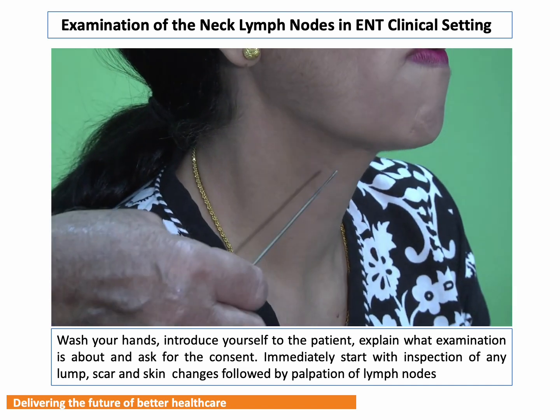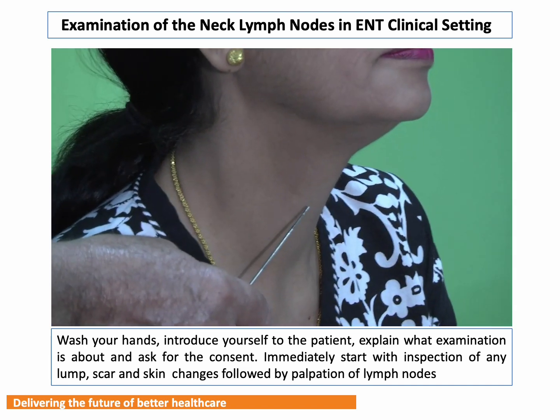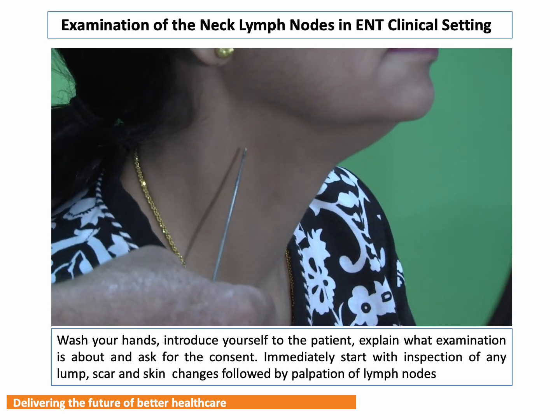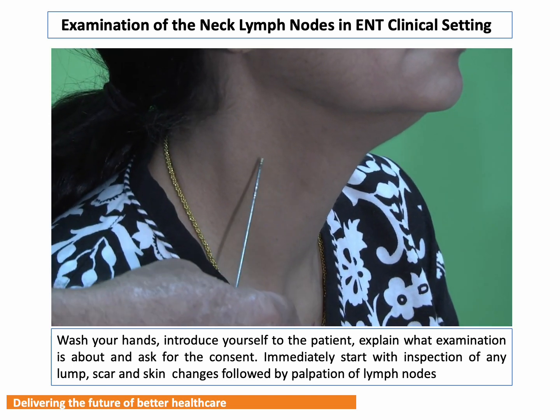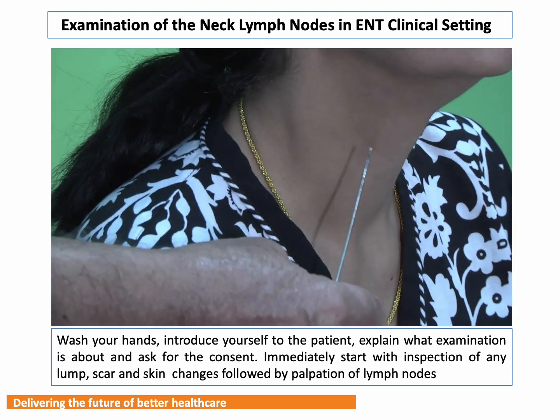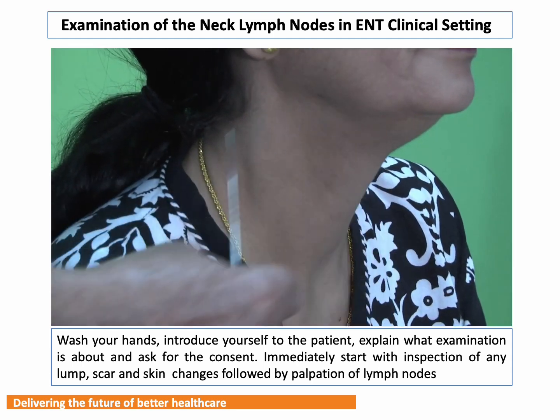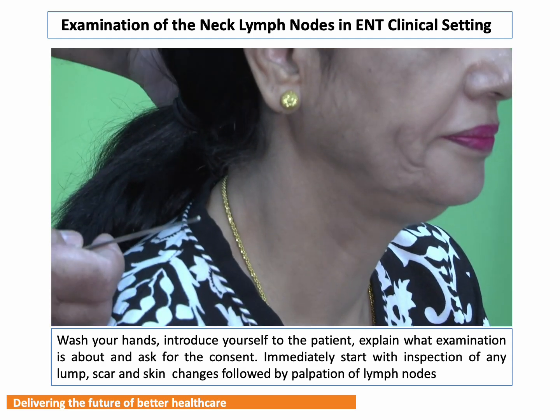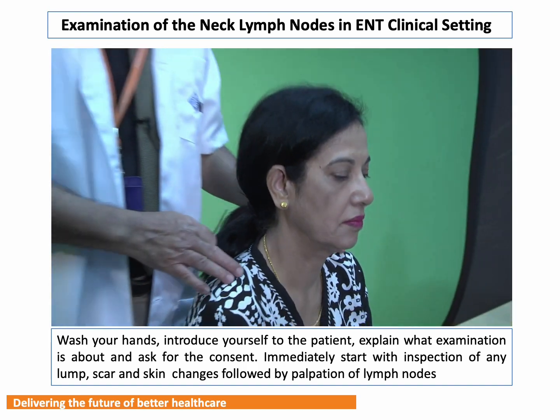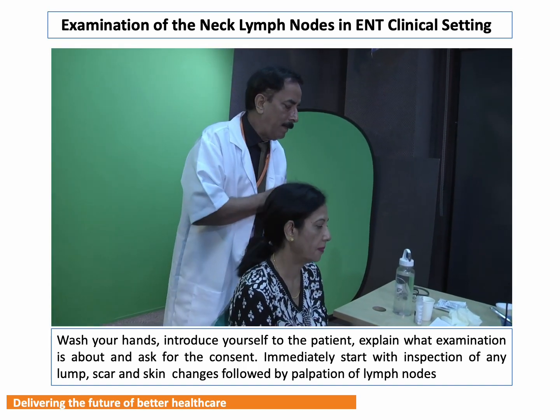So the swelling is usually classified into midline swelling, anterior triangle swelling and posterior triangle swelling, right? Or the midline and the lateral swelling, in other words, okay? So this is how you would examine the lymph nodes in the neck, okay?